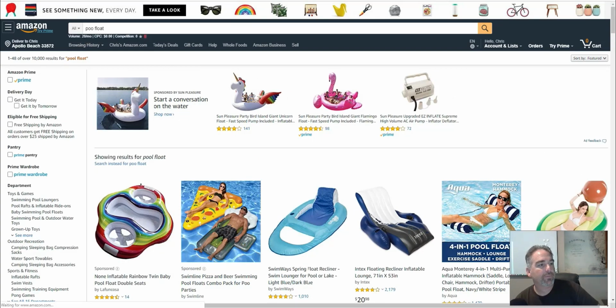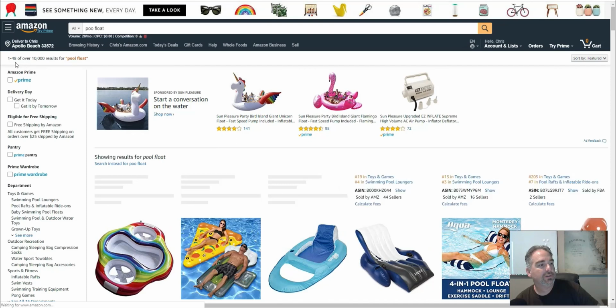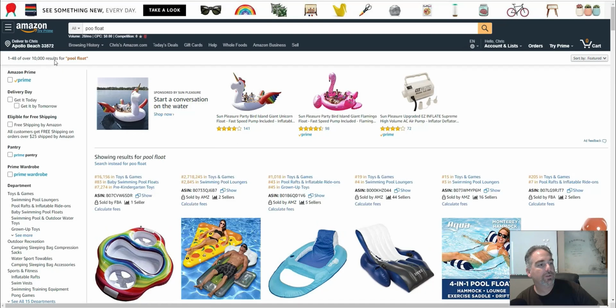Okay, so as you can see here, it says 1 through 48 of 10,000 results for "pool float," and it says showing results for "pool float." So it does autocorrect in this case. So Helium 10 was wrong, and it would be worthless to bid on this, because Amazon does autocorrect when they know people typed that in wrong, and they show what you meant. So that wouldn't be worth anything.